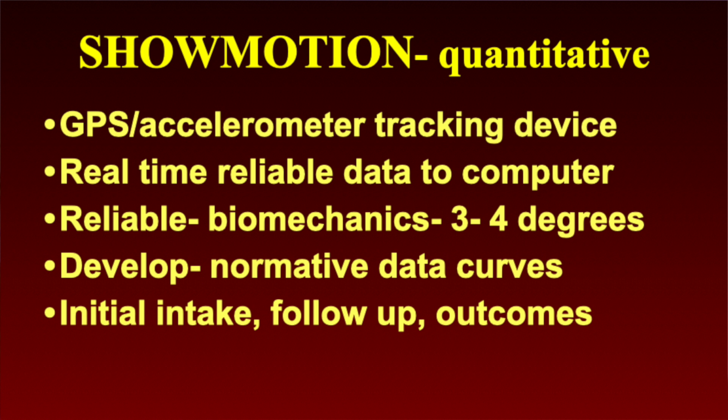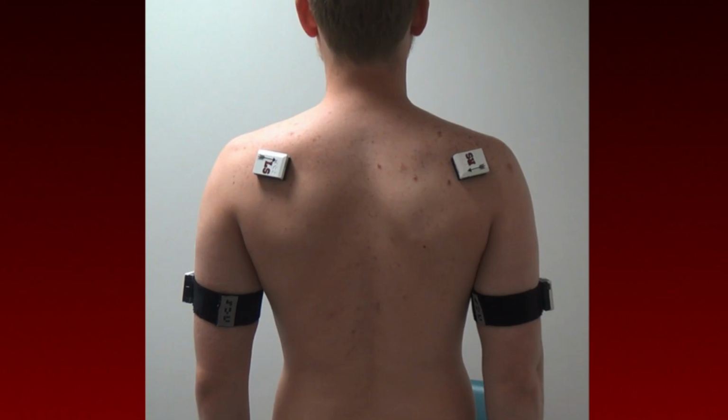So it's a very precise method of determining the actual position and motion of the scapula. You can develop normative data and curves out of this. So this is the apparatus. This is a couple of accelerometers that you put on certain positions. And it's very important that you put them exactly where this is, because only in these positions is that data accurate to 3 to 4 degrees.